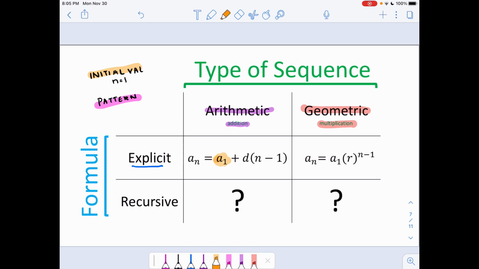Here we can see the initial value and the pattern. When it's arithmetic, the pattern is called the common difference. D for difference. In a geometric, you will see once again the initial value and the pattern. In a geometric, the pattern is called the common ratio. R for ratio.